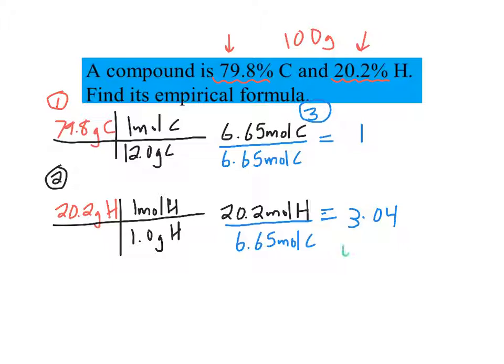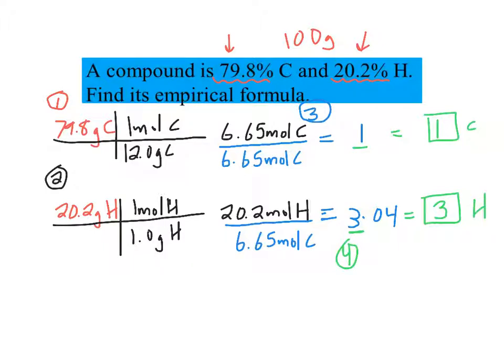So step 4, what we want to do is take these numbers here that we just got, and we want to round to the nearest whole number. Well, for this one, 1 is already whole. For this one, we want to round to the nearest whole number. In this case, we're right at 3. So I have gotten the whole numbers 1 and 3. 1 for carbon and 3 for hydrogen. So my 4th step is done.